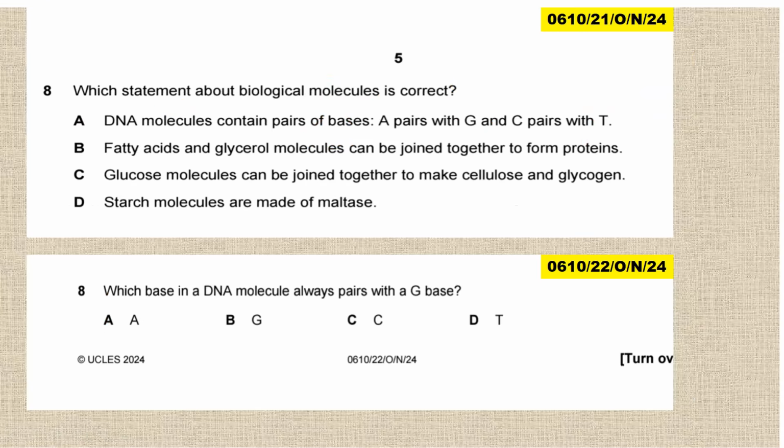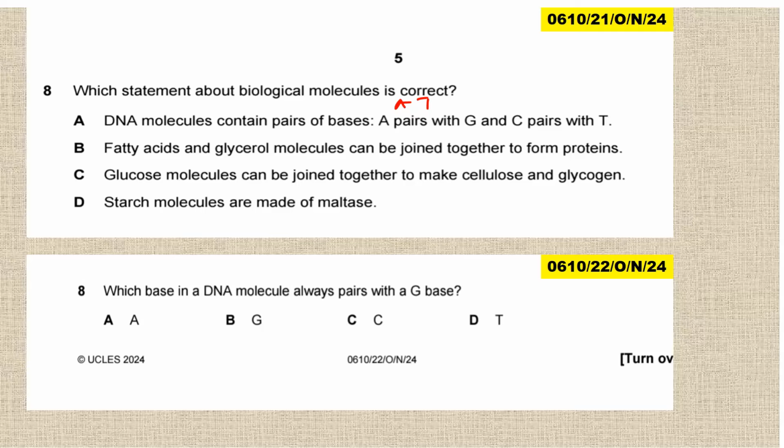Let us look at this one, which is paper 2, variant 1, October, November 2024. Which statement about biological molecule is correct? DNA molecule contain pairs of bases. A pairs with G? No. A pairs with T. So this is wrong.